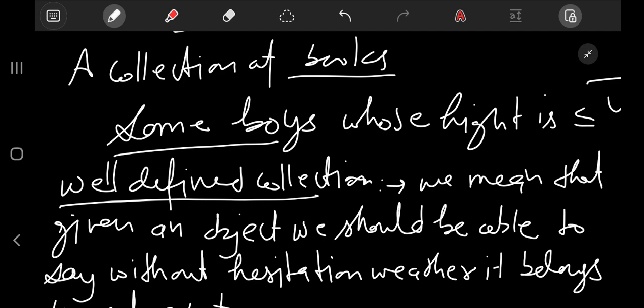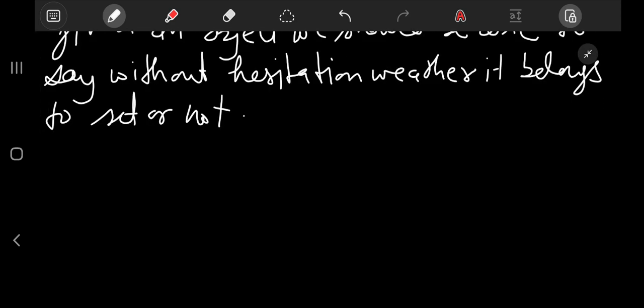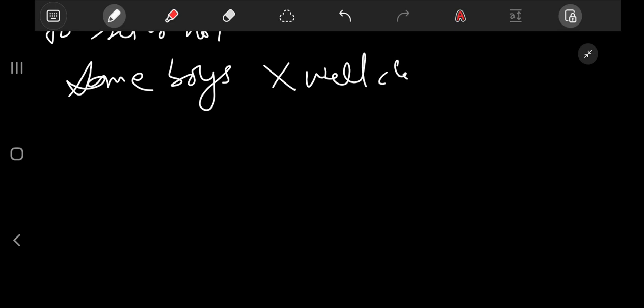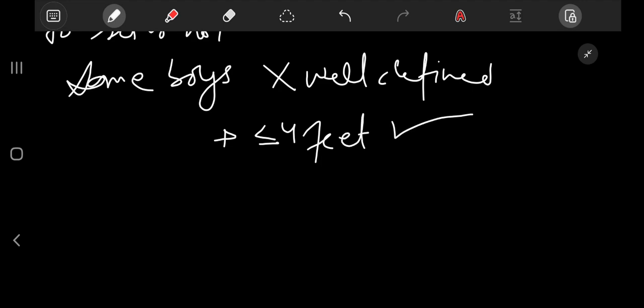This is a well defined collection, but "some boys" is not a well defined collection. But some boys whose height is less than 4 feet, this is a well defined collection.